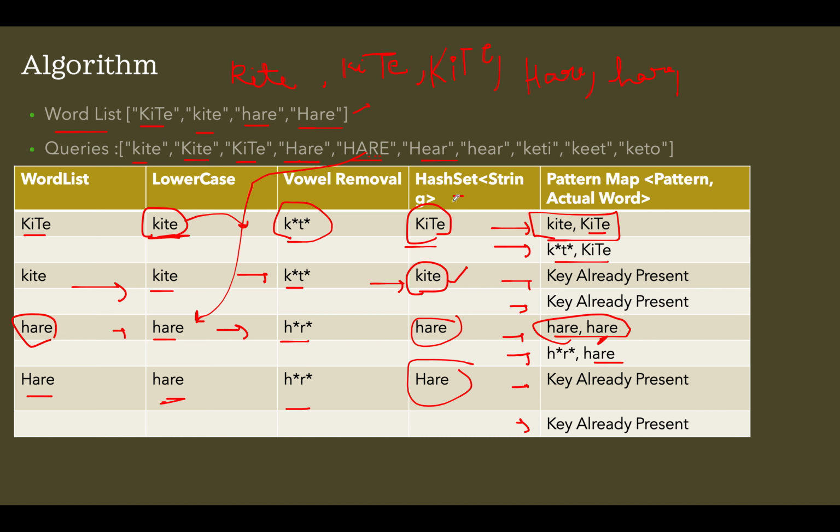There is no such entry in the hash set. Let's convert it into the lowercase string. The lowercase string is HEAR, and it doesn't match with any of these keys. So let's generate the vowel removed keys. The vowel removed key for this string would be H star star R. It doesn't match with any of the vowel removed keys. That means there is no such entry in the pattern map, and we'll just ignore that.